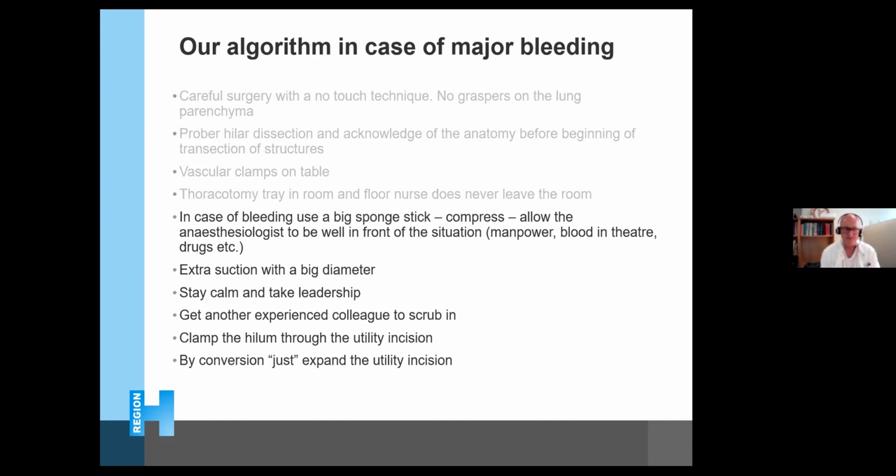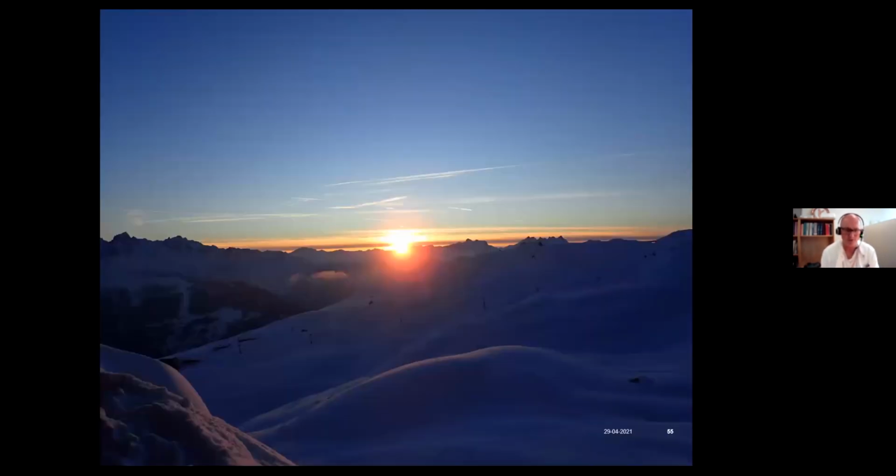And then if you cannot control it by this, then try to clamp the hilum through the tilt incision. Actually with that spoon-shaped clamp you did see, when you have taken the vein, you can clamp the whole hilum and control the situation. And then by conversion, expand the tilt incision. You can convert within 1 minute. So that was some thoughts about how to deal with complicated VATS cases. Thank you for your attention.